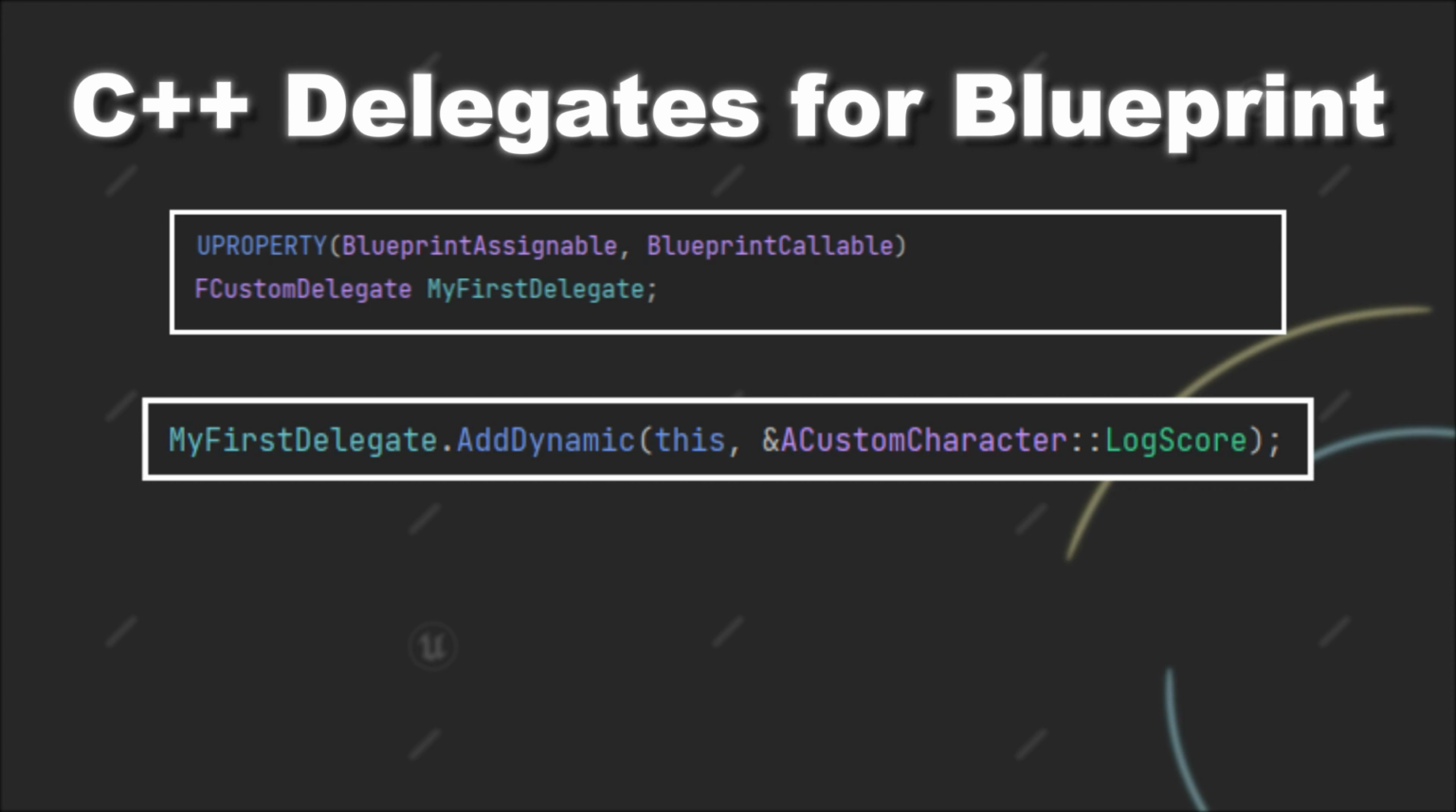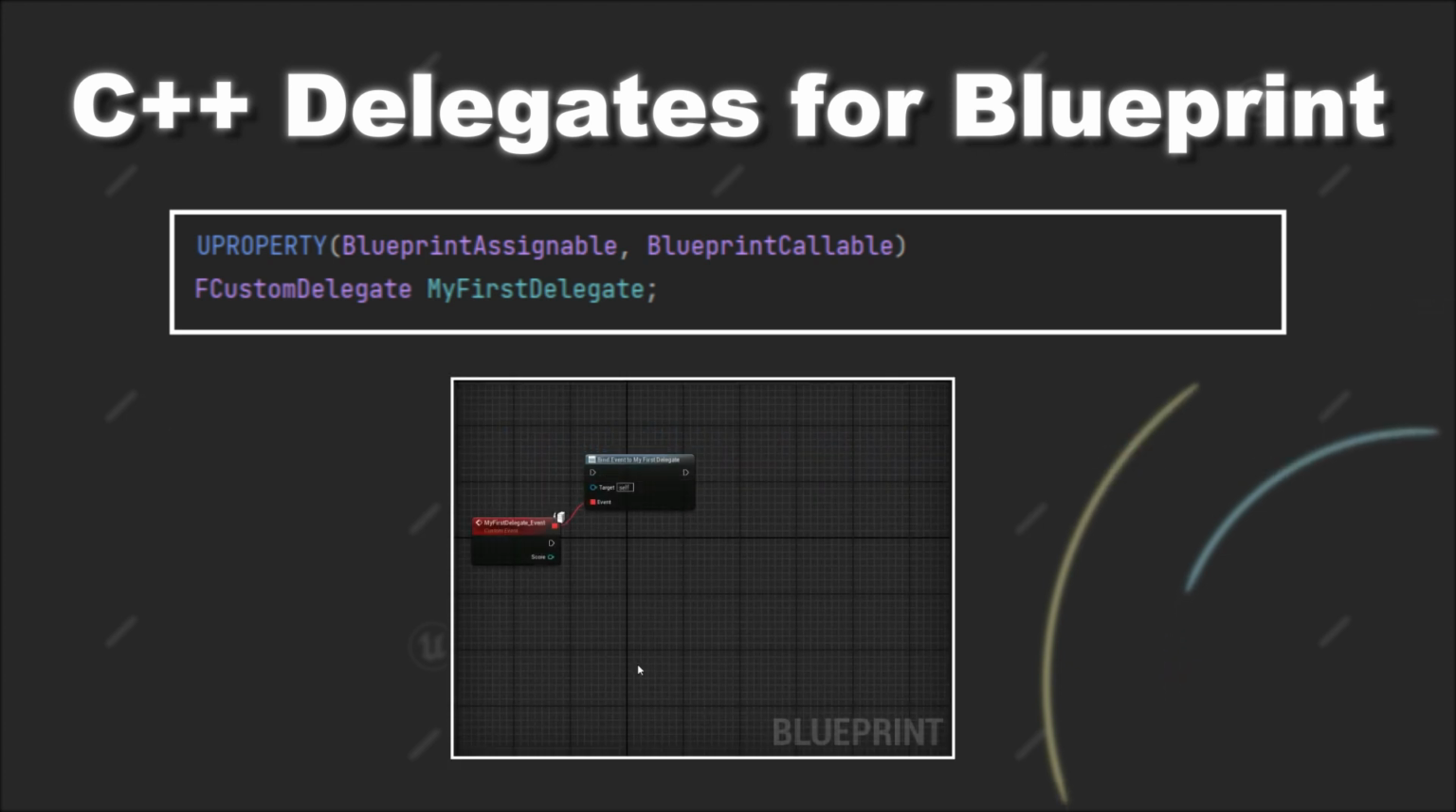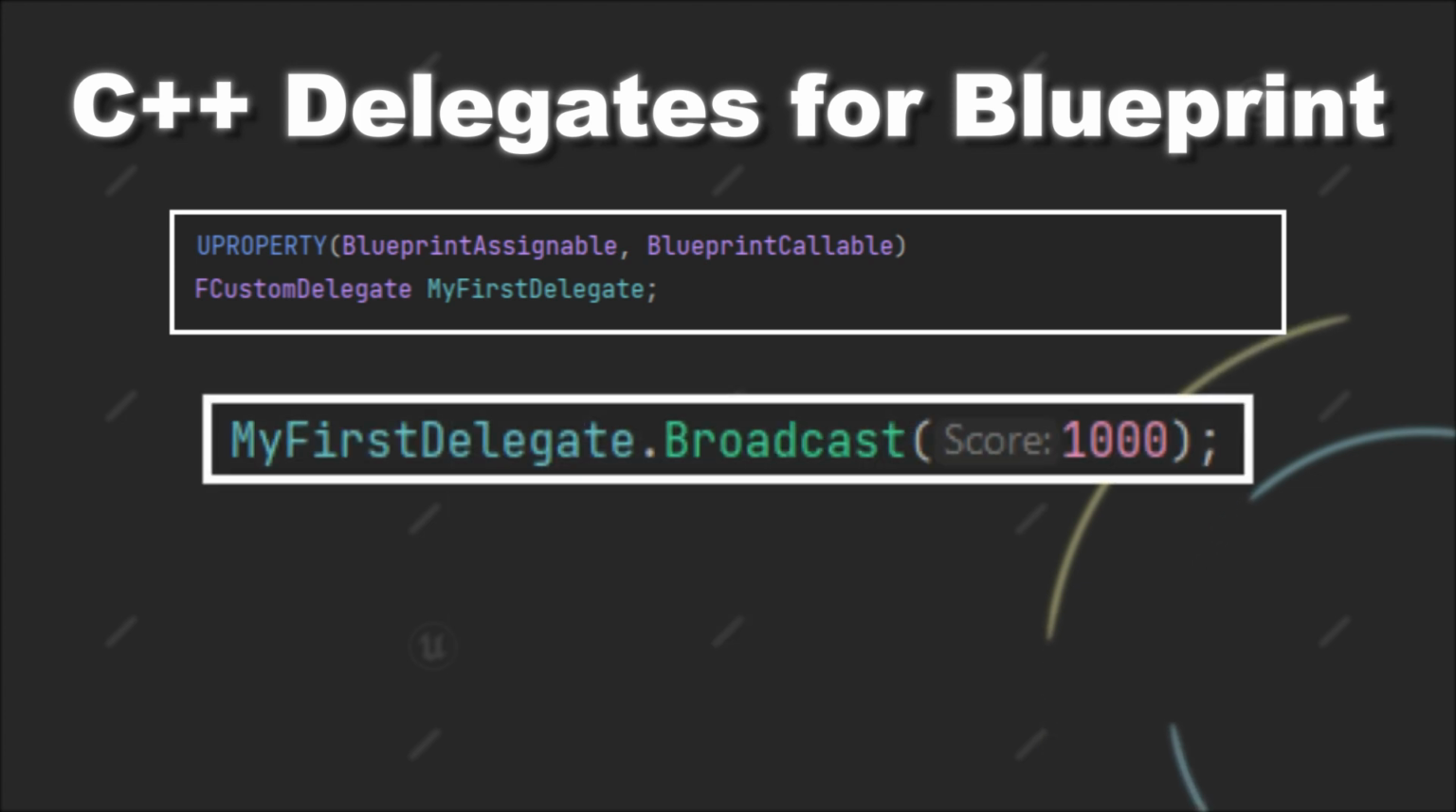In C++, you can bind a function to a dynamic multicast delegate by calling the AddDynamic function and provide the object on which to call a function on, and then the pointer to the function that should be called by this delegate. And through Blueprint callable, we are also able to trigger the delegate like this. In C++, you are able to trigger dynamic multicast delegates through the Broadcast call. That will trigger all functions that are subscribed to this delegate.